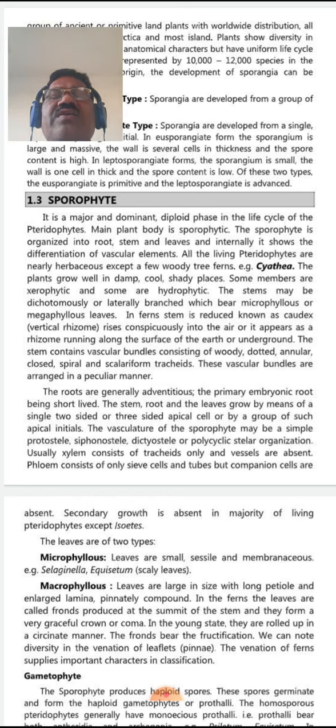In ferns, stem is reduced, known as caudex, or it is also known as vertical rhizome. It rises conspicuously into the air, or it appears as a rhizome running along the surface of the earth or underground. The stem contains vascular bundles consisting of scalariform, pitted, annular, and spiral tracheids. These vascular bundles are arranged in a peculiar manner.